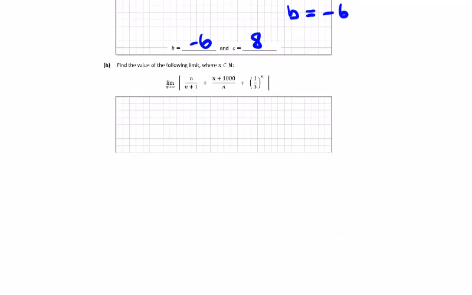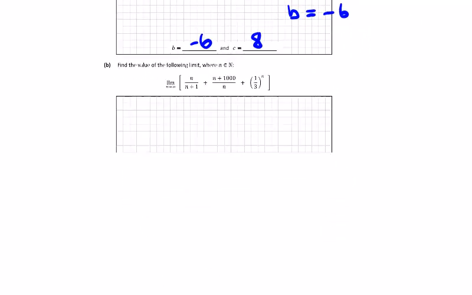The second part, we have a limits question. Find the limit of this guy. Well, if n is tending to infinity, the first fraction, we're going to get infinity over infinity plus 1. Well, that's nearly the same number over the same number, so that's going to be a value of 1. In the second fraction, we're going to get infinity plus 1000 over infinity.